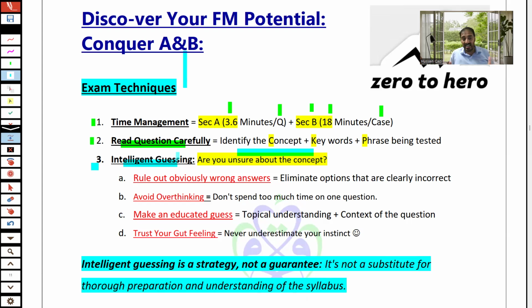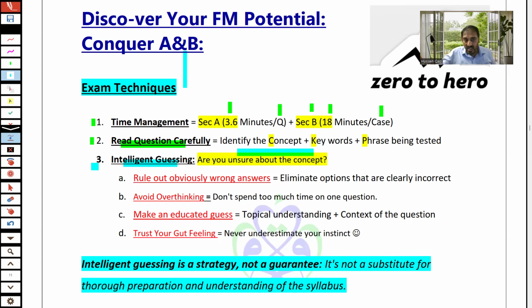Intelligent guess. What does that mean, intelligent guess? For example, the examiner asks, for the same case of future contracts, out of 5, identify any 2 correct. So first of all, you are confused here about which 2 are correct.